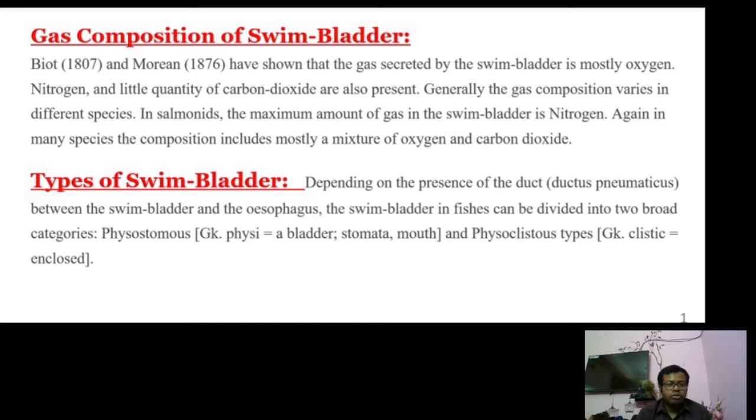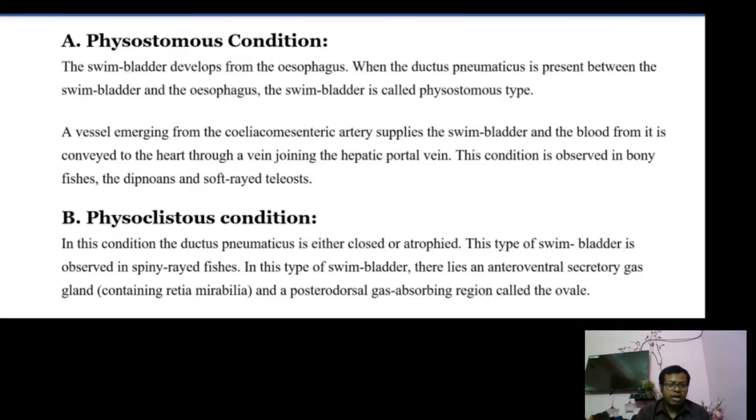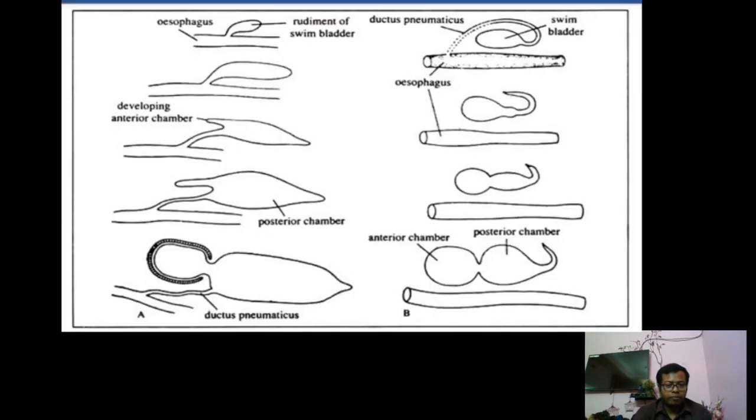Next, I come to the most important point, that is types of swim bladder. Depending on the presence of the connection between swim bladder and the esophagus, that is, based on the presence of ductus pneumaticus, we can divide swim bladder into two types. These two types are physostomous type and physoclistous type. In physostomous type, the swim bladder develops from the esophagus. When the ductus pneumaticus is present between the swim bladder and the esophagus, the swim bladder is called physostomous type.